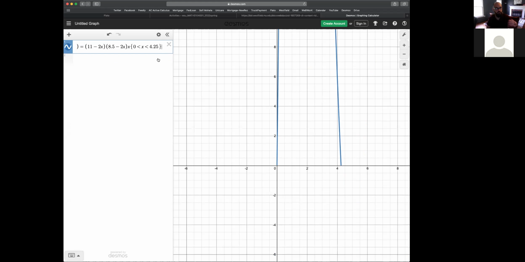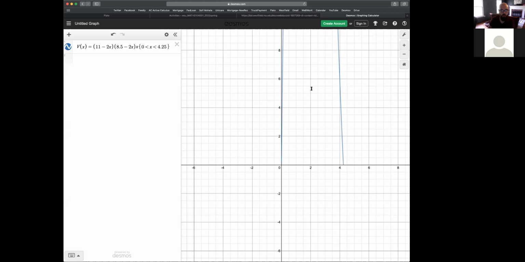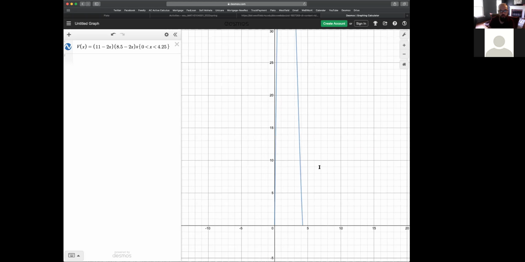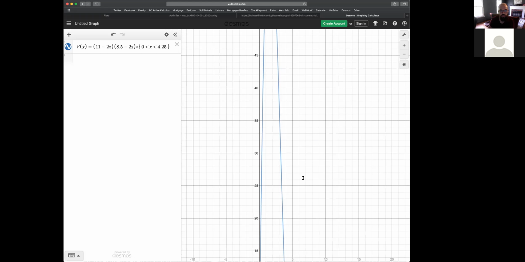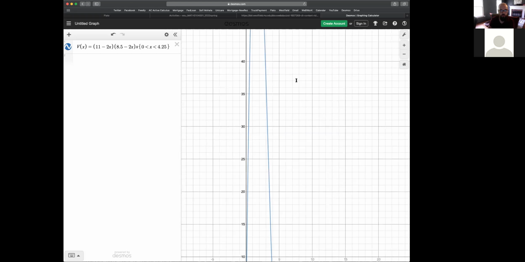Okay. So there's our equation, and then we can sort of zoom out here, right? So we see it's sort of really tall.